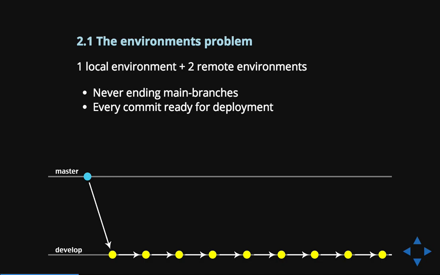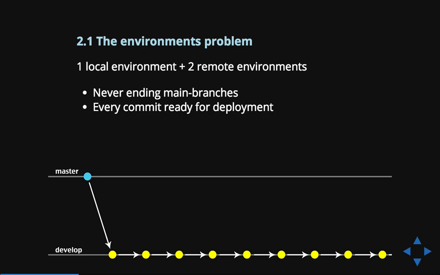You always have one local environment, but let's ignore that for now. And you have two remote environments, a staging and a live. That's the very basics of Git Flow. Why? Because Git Flow says that you should have two main branches, two never-ending main branches, which are always called master and develop. So you have a master and you have a develop. The master is the branch you all know.